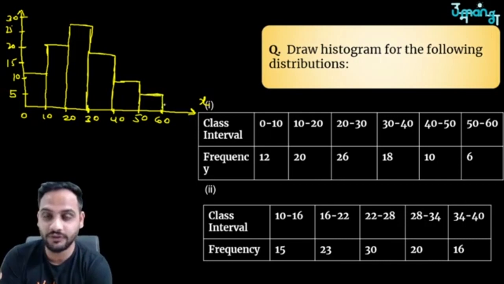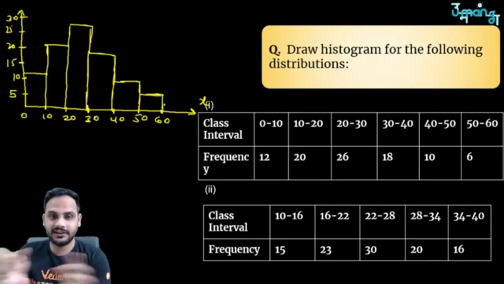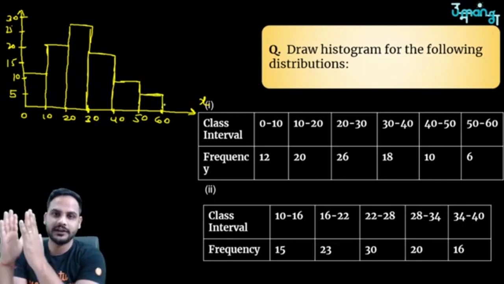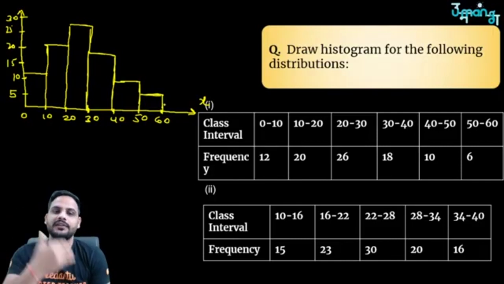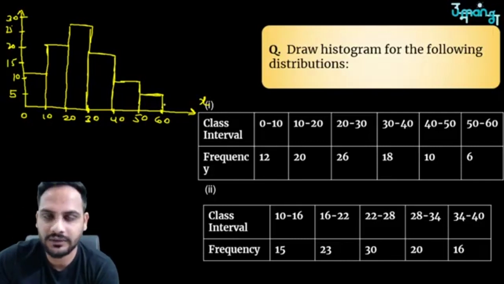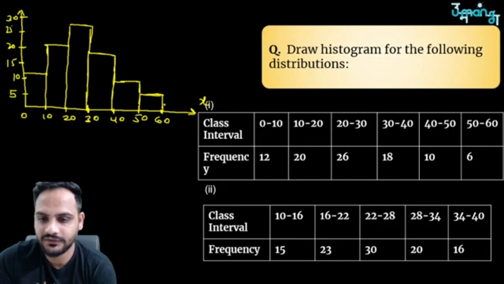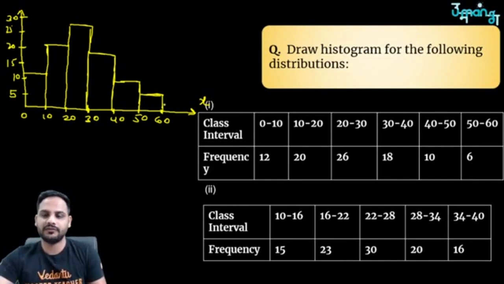You can clearly see there is no gap because the data is continuous. So each bar is joined with it. Got it? So this is how you can draw the histogram. Got it? Similarly, we can draw for the second one also.